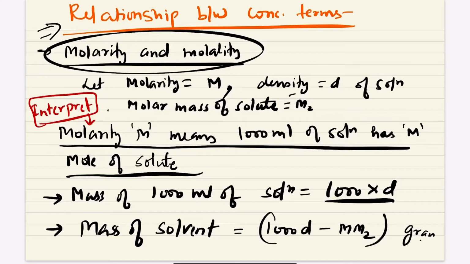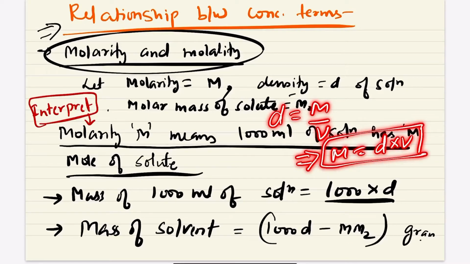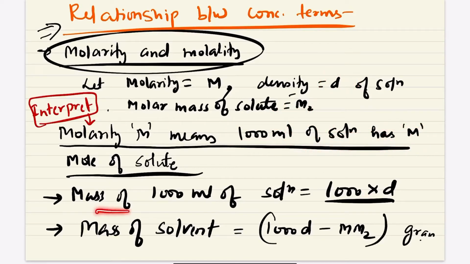So the mass of 1000 ml of solution will be 1000 into D. How does this come? We know that density is equal to mass by volume. If we want to calculate the mass of solution, mass equals density into volume. The volume we had taken is 1000 ml and the density of the solution we had taken is D. So the mass of 1000 ml of solution is equal to 1000 into D.